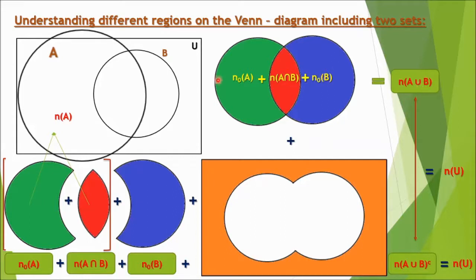Before that, let me say it once again. n(A) is equal to only A plus n(A intersection B). This is our first formula. And if we add all these four parts, 1, 2, 3, 4 parts, we are going to get n(U). And if we add these two, it is n(U) again, that is the third. And this is our fourth formula: only A plus intersection plus only B is equal to n(A union B). So you can pause the video and write.